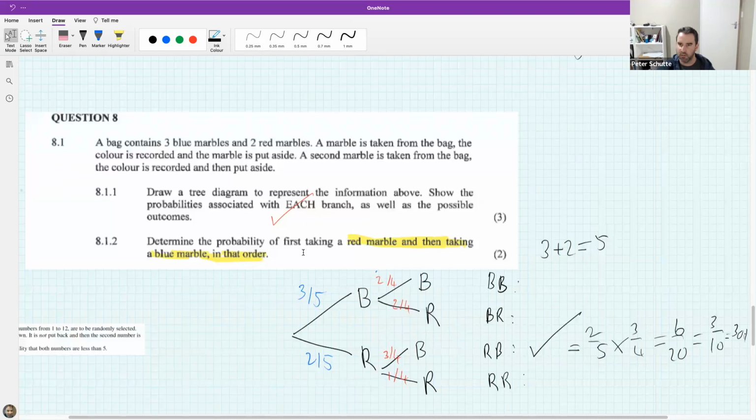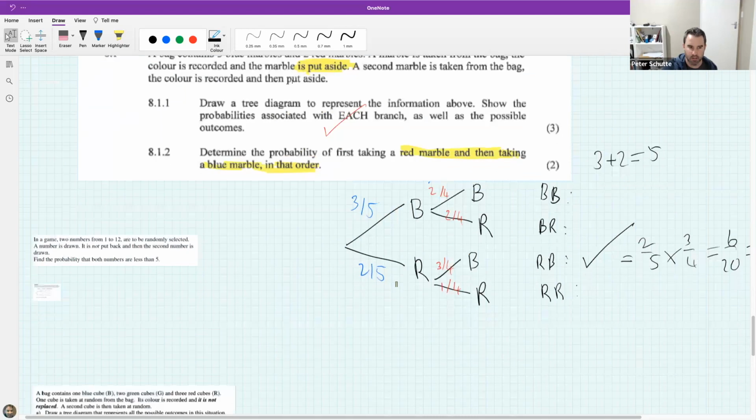Isn't the total of the second branch still 5 because the balls were put back inside? No, so this says put aside, so when they say put aside, it means that it's taken out of the bag and put to the side. But it's a good point, watch out. If they had said put back in, then it would be out of 5, not out of 4. And that's an easy mistake to make. Okay.